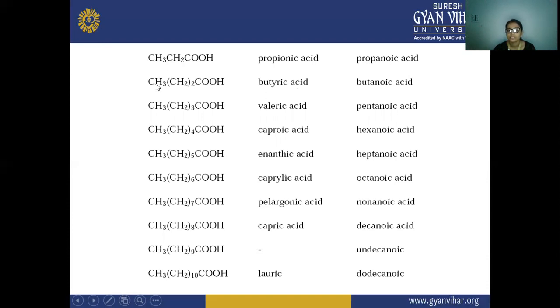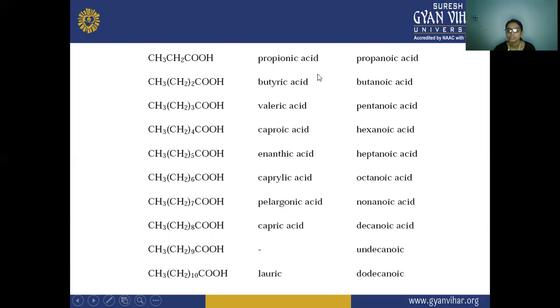Next is CH3, CH2, CH2, COOH. Here two CH2 groups are present. Its common name is butyric acid, with ic acid applied here. The alkyl part has three carbon atoms and seven hydrogens: H3, 4, 5, 6, 7. Its IUPAC name is butanoic acid.